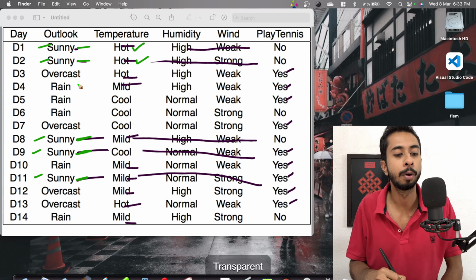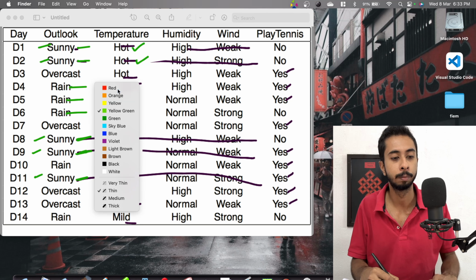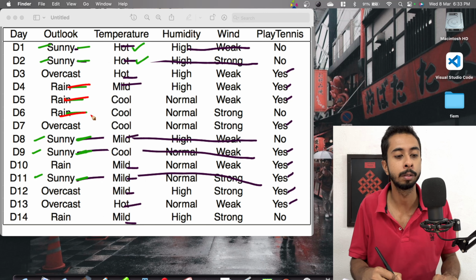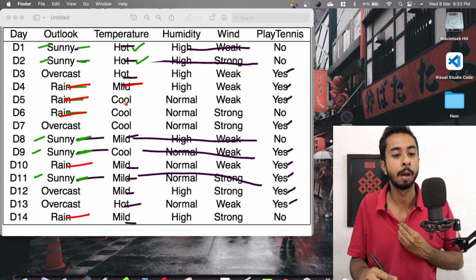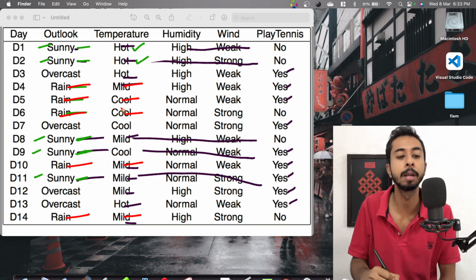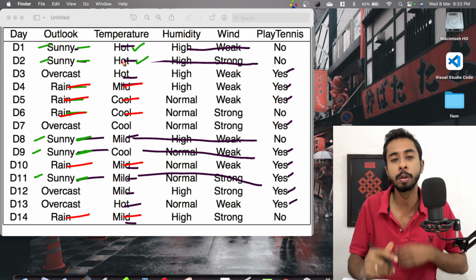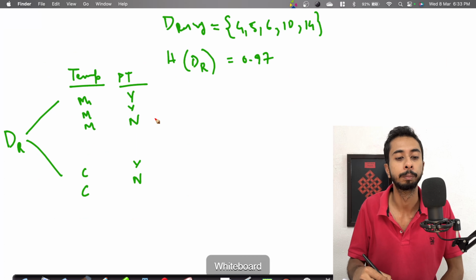You can check it. See, this is rainy, this is rainy, this is rainy. Okay, I'll change the color. So this is rainy, this is rainy, and this is rainy. Check out this. We have mild, cool, cool, mild, mild. So we do not have any hot temperature in the rainy data, right? So we can discard the hot one. We'll be just finding for two different data sets, one is mild and another is cool.